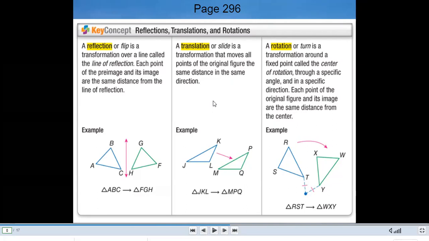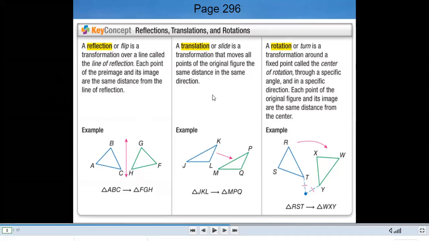So what can we name the line in the middle here? The line in the middle is the line of reflection. And the pre-image and the image points should be the same distance from the line of reflection. So each point of the pre-image and its image are the same distance from the line of reflection.